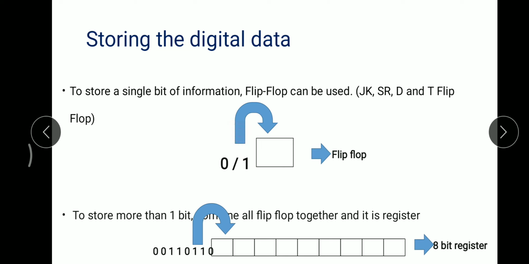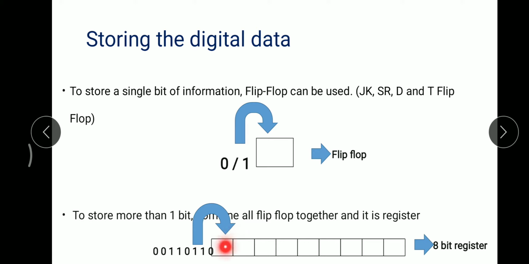How to store them? A single bit of information can be stored in a single flip-flop. You may know that several flip-flops are available: JK flip-flop, SR flip-flop, D flip-flop, T flip-flop. Likewise, there are four types of flip-flops. Each individual flip-flop has its own characteristics. So this is useful for storing one bit of information.